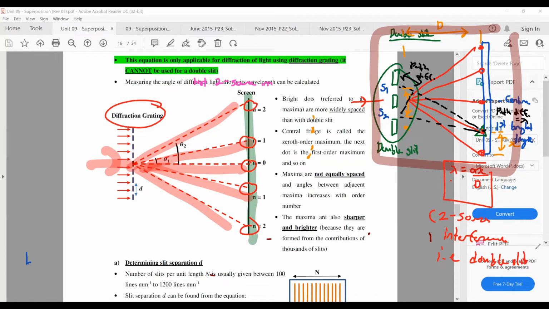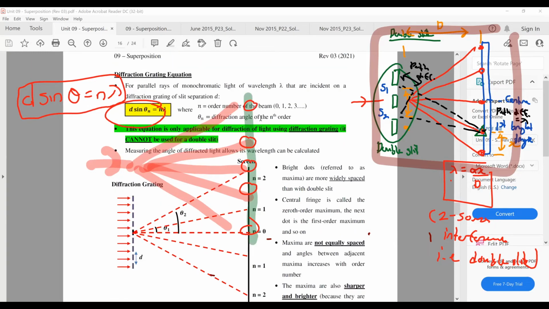Okay, this is specific only for double slit or two source interference pattern. For the interference pattern formed by a diffraction grating, you have to use a separate equation. That one is actually d sine theta equals n lambda. This one is specific only for diffraction grating, and every time you see mention of diffraction grating, you need to use this. I actually wrote it at the top part here.